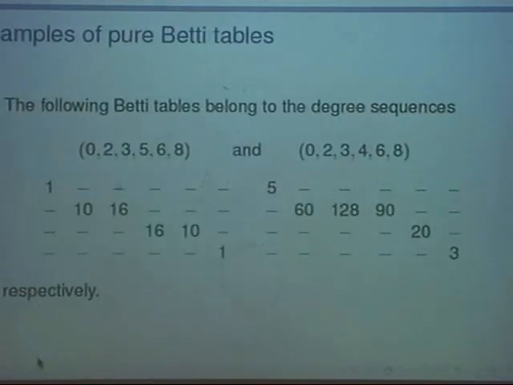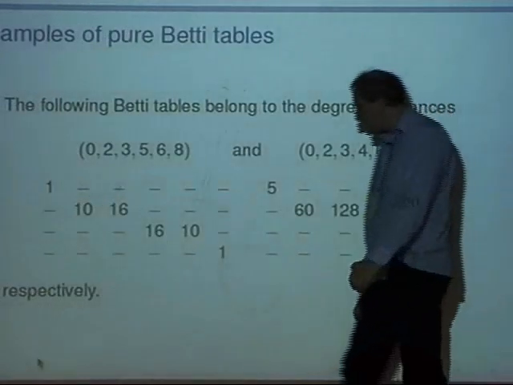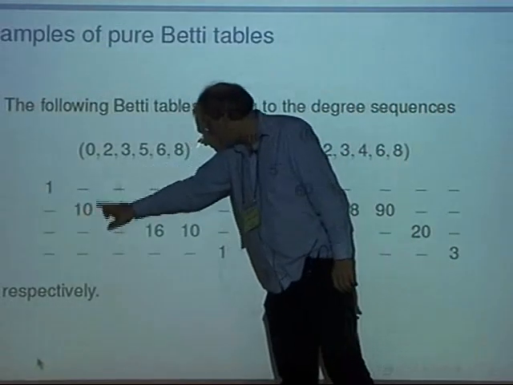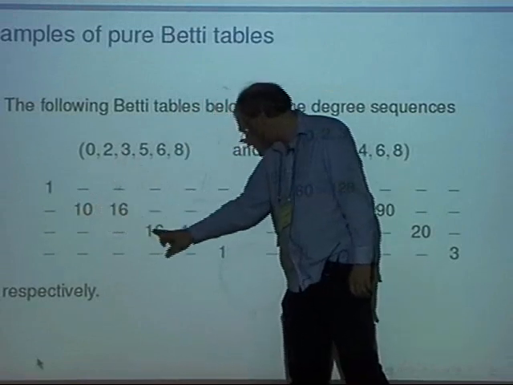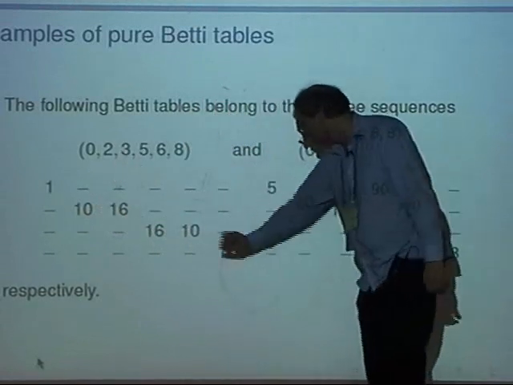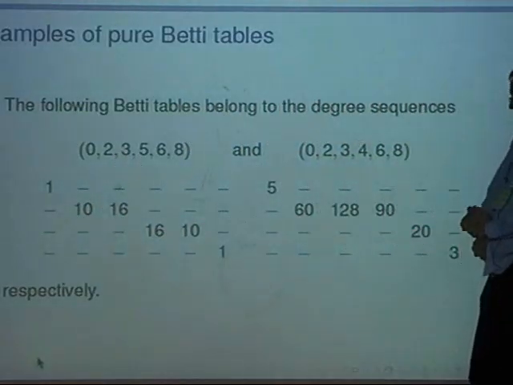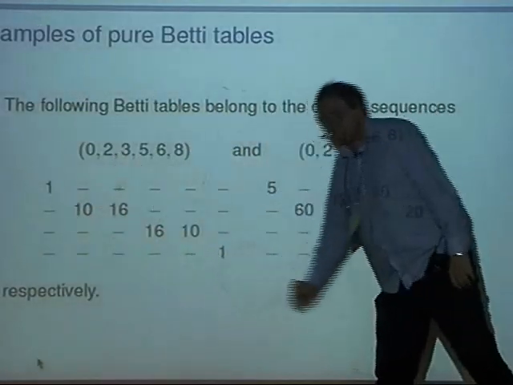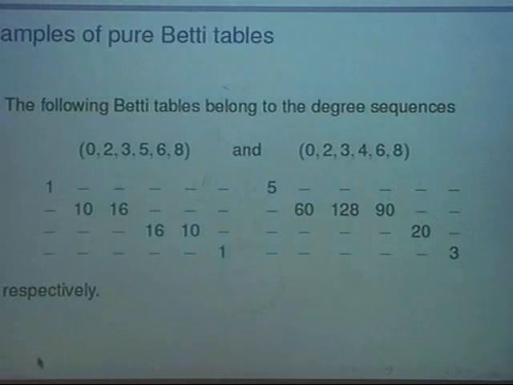Let me give you some examples of pure Betti tables. So I have the twists 0, 2, 3, 5, 6, 8. So a quadratic step, a linear step, the difference is 1, a quadratic step, linear, quadratic. Then this is the smallest possible solution of this linear system of equations for the beta_i. And similar here, that's also the smallest possible integral solution, because the numbers here are coprime.